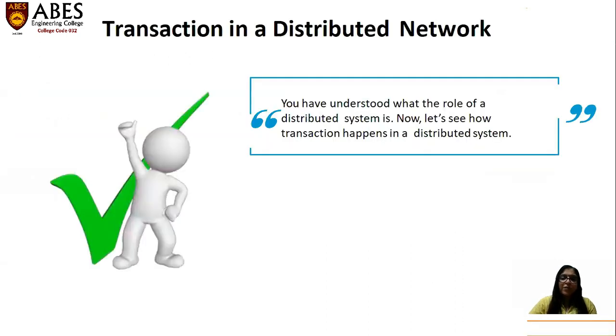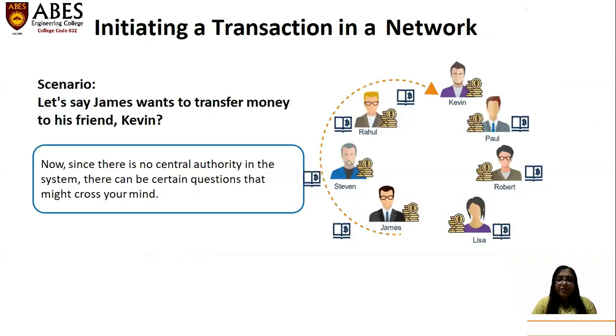So, transactions in a distributed network. Firstly, we have to understand the role of a distributed system. Now let's see how transactions happen in a distributed system. So let's say James wants to transfer money to his friend Kevin. Here is James, and he wants to send money to his friend Kevin.